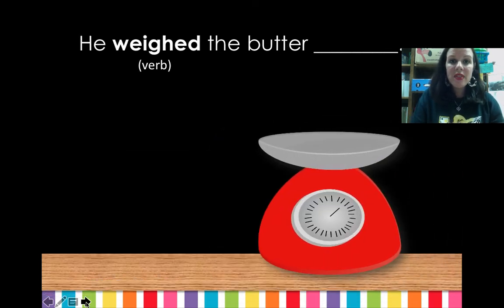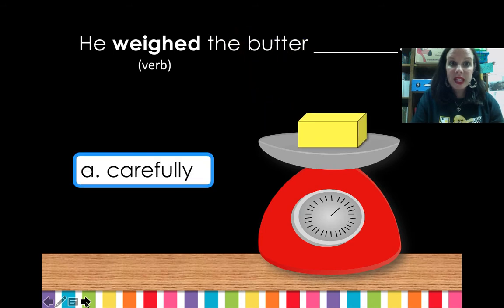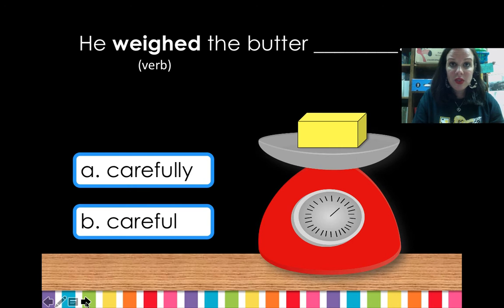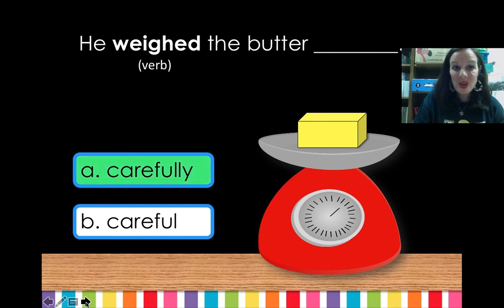He weighed the butter carefully. Careful. Well, weighed is a verb, so I'm going to have to add an adverb onto the end. And Miss Morris just said, if we're adding an adverb that tells how onto the end, it needs to end in ly. He weighed the butter carefully.